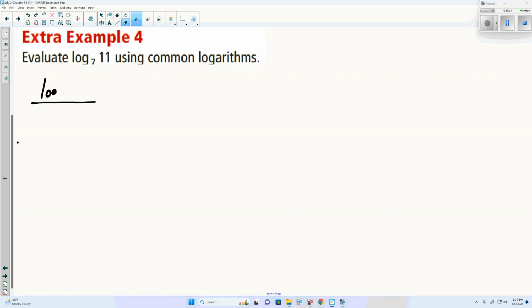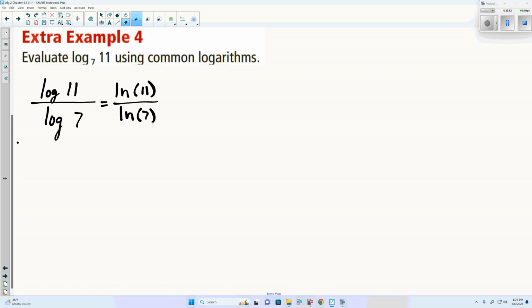Log base 11 of 7. So log of 11 over log of 7. I don't have to say base, because the base is 10, and since it's understood to be 10, we don't have to say it. Now, if we change this to natural logs, it would be the natural log of 11 over the natural log of 7. And then if we wanted to evaluate it, we just stick it in the calculator and let it do it for us.